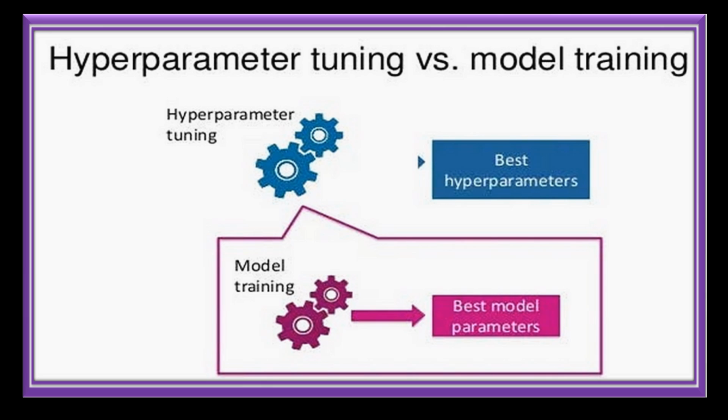Then we have batch size. Now this determines the number of training examples processed at once. So a larger batch size allows the model to learn from more data in each iteration but may require more memory. So imagine the batch size as the number of ingredients the chef measures and adds to the mixing bowl at once.